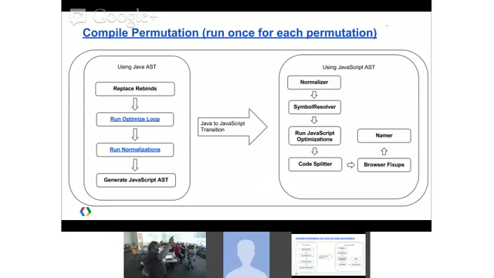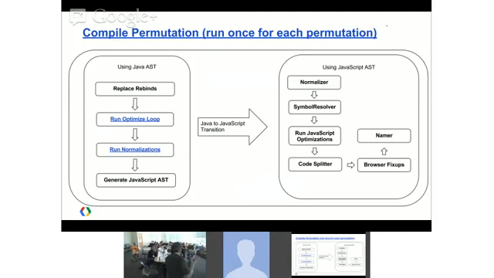So the first thing you replace the revive, so you make that permutation real at that point. So now you have an AST for a permutation, and then you start the process of optimizing this AST. And there are two distinct parts. One is done in the Java AST land, and the other is done after we go to JavaScript. And for most things, they're completely independent except for the code splitting.